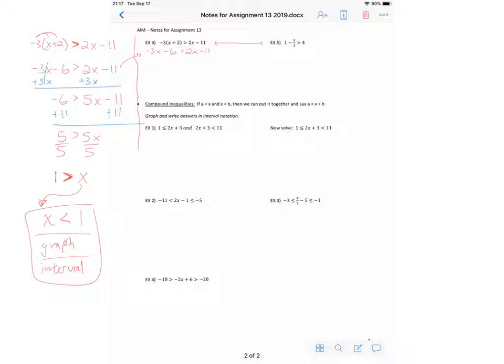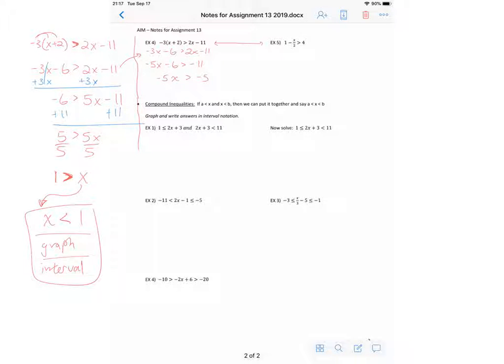And I'm going to subtract the 2x to the left side. So if I subtract 2x from both sides, I'm going to have this. And then I will add 6 to both sides of this inequality and get negative 5x is greater than negative 5. And if I do the next step correctly, I should get the same answer as I got right here. I should get exactly the same answer.